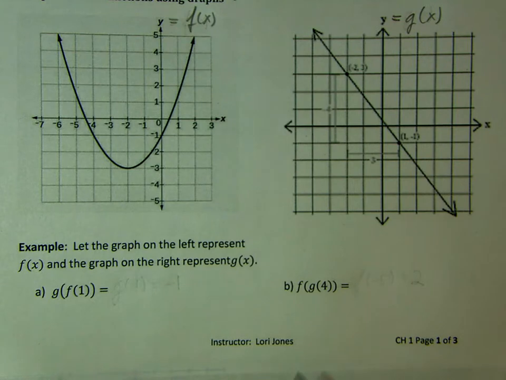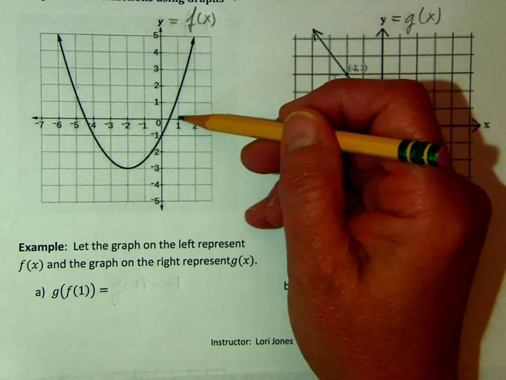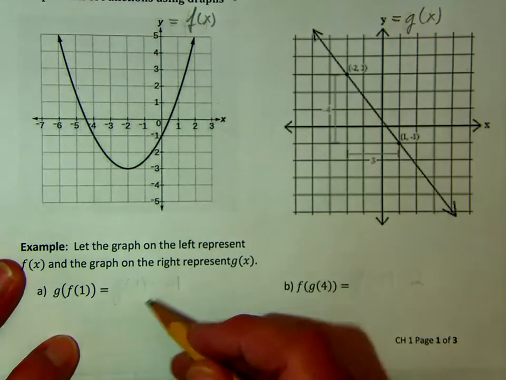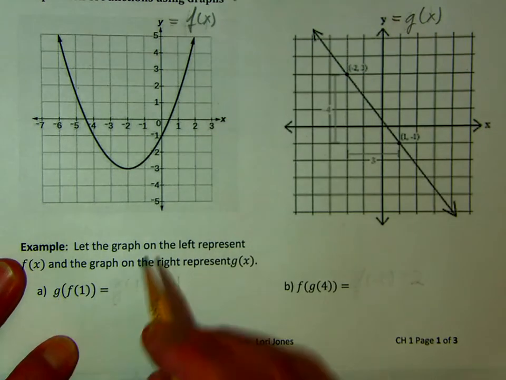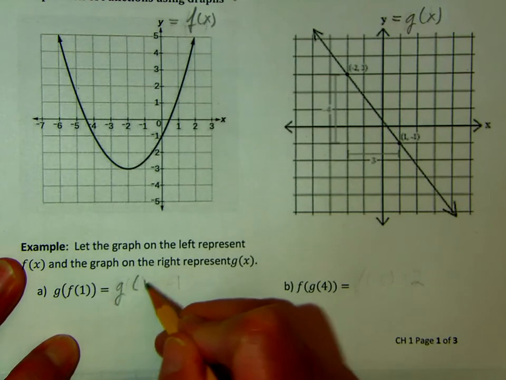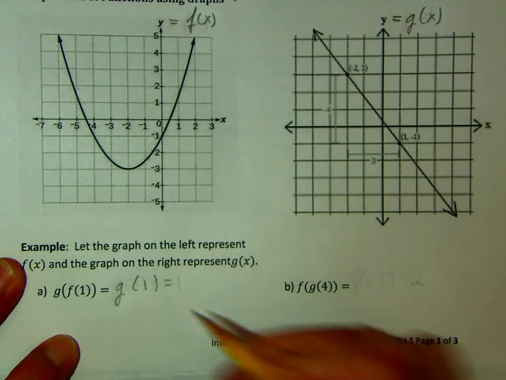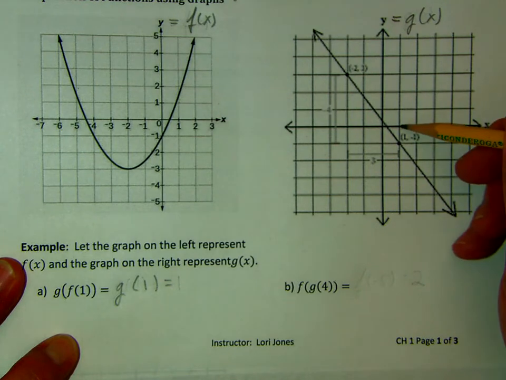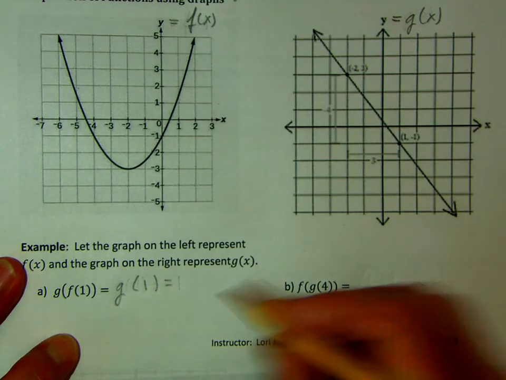So first we want to find what is f of 1. We go to the input. f of 1 is 1. So g of f of 1 would be g of 1. g of 1, here on g we find 1. That's negative 1.